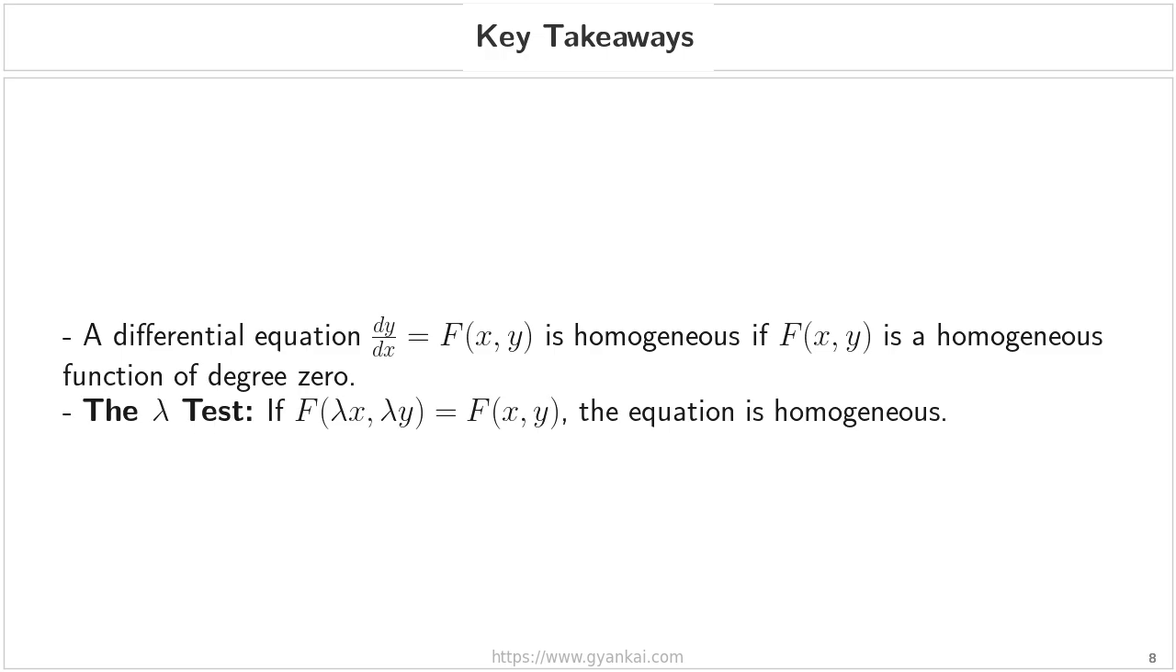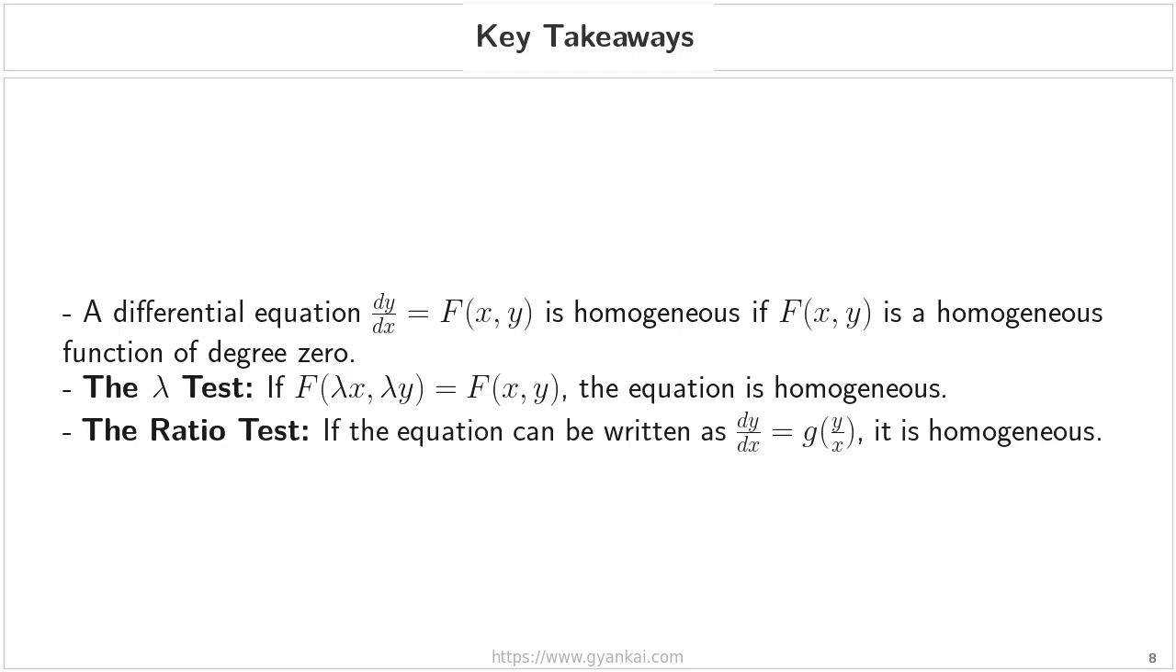To identify these equations in your exams, you have two reliable tools. The first is the lambda substitution test. As we practiced in our first example, if you replace x with lambda x and y with lambda y, and the lambda terms cancel out completely, leaving you with the original function, f of x and y, then you have confirmed the equation is homogeneous. The second tool is the ratio test. This is often a much quicker way to check. If you can algebraically manipulate the right-hand side of your equation so that it is expressed entirely in terms of the ratio of y over x, or x over y, then you can immediately conclude the equation is homogeneous.